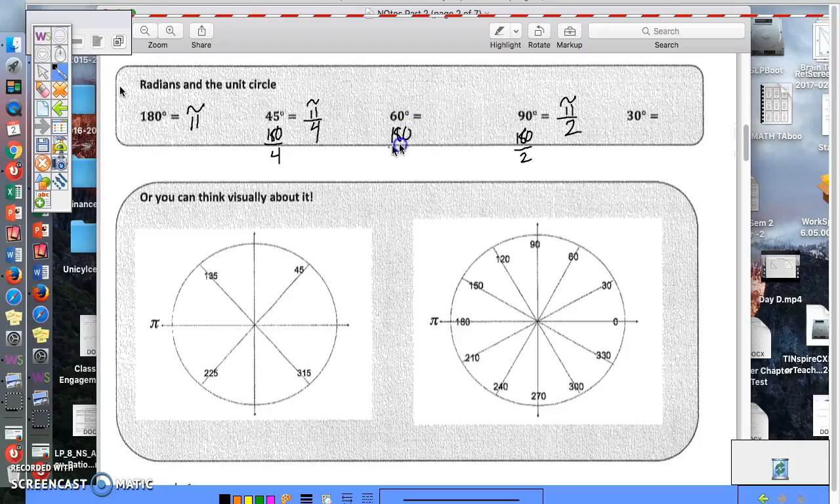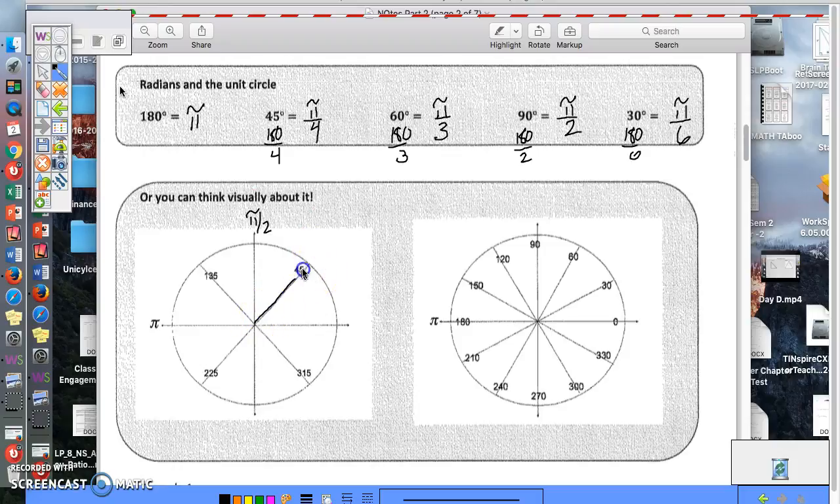60, 180 divided by 3, so that's pi over 3. And 30, 180 divided by 6, so that's pi over 6. Or you could think about it visually as well. So if we take a look at all our unit circle values here, here's pi, so this has to be pi over 2.